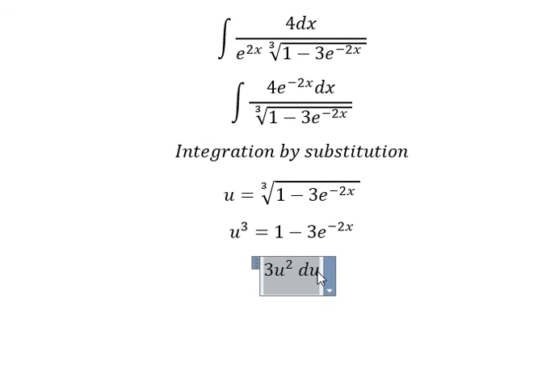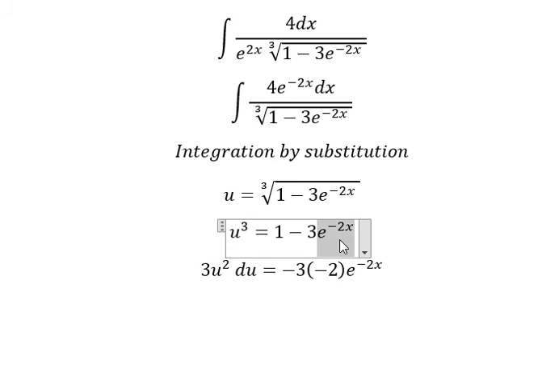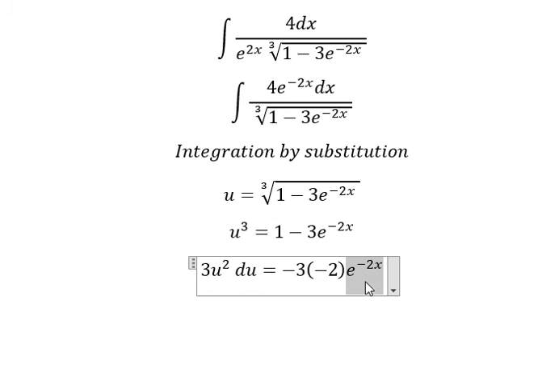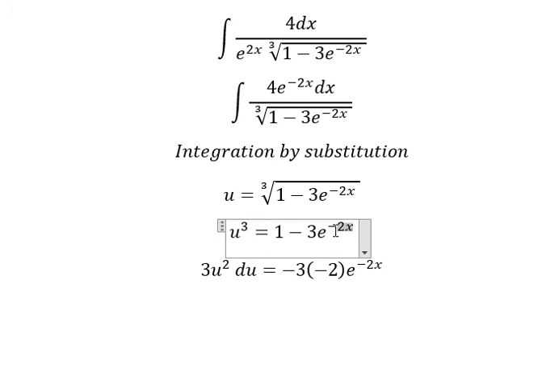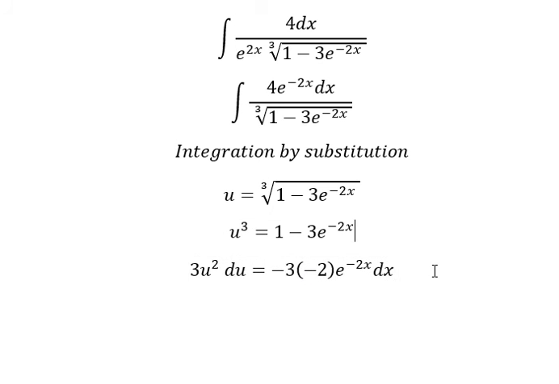Next, first derivative of number 1, you got 0. First derivative of negative number 3, e to the power of negative 2x, we will have negative number 3, and we have negative number 2, e to the power of negative 2x. Because for the first derivative of this one, we keep this one in here. Later, we do the first derivative of negative 2x. That's why you have negative number 2. And we have dx.